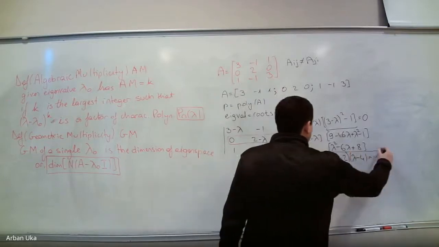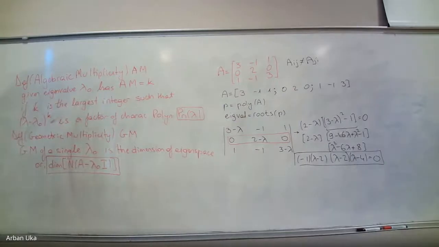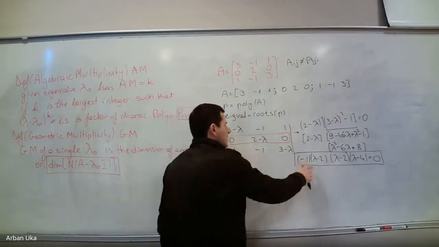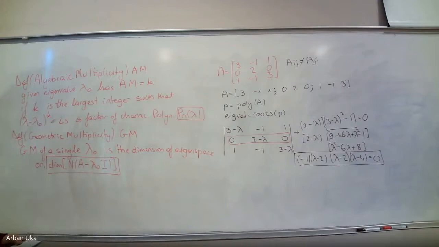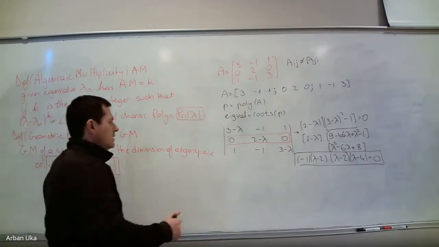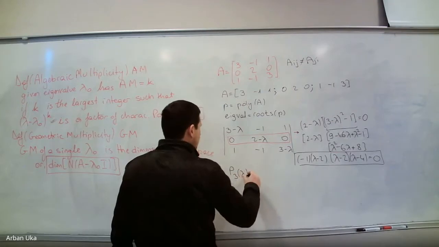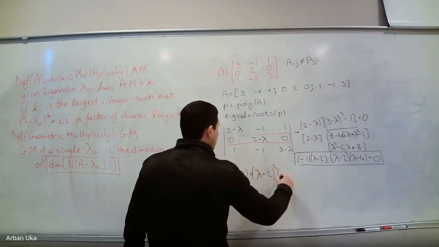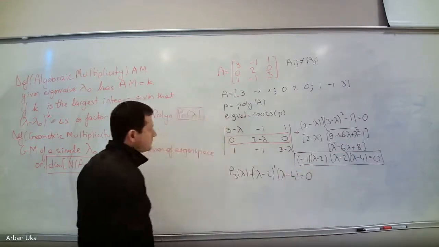So it looks like the characteristic polynomial of this matrix A, which is given at the top of the board, is equal to this expression. In this expression, lambda minus 2 is a factor which appears twice, and we can write that this is P3 of lambda. This is equal to lambda minus 2 squared times lambda minus 4. This is equal to 0.